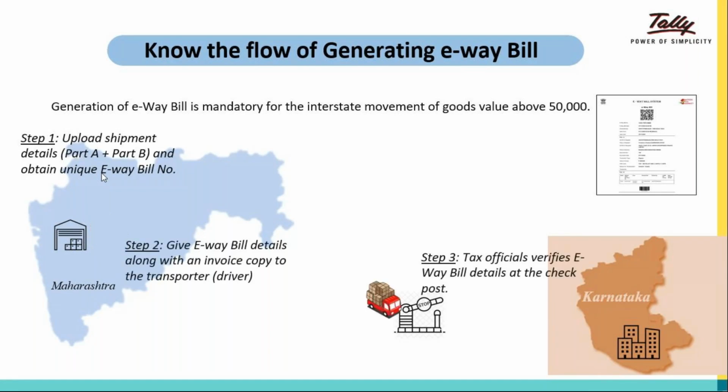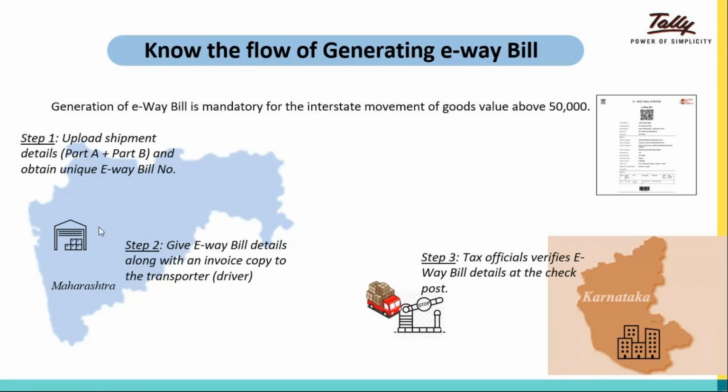Step two is to give the e-way bill details along with the invoice copy to the transporter or the driver. So the person who will be driving the vehicle must also have a physical copy of the e-way bill along with the invoice number. Okay, so that is step two. After that, the transportation will start.